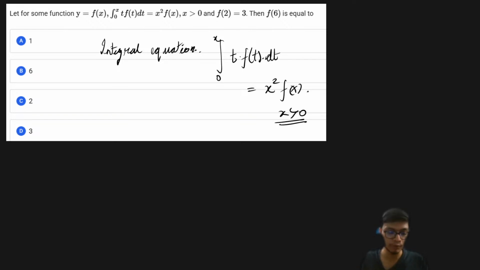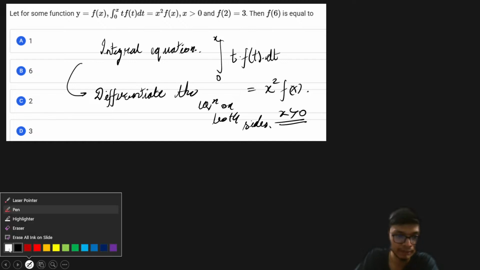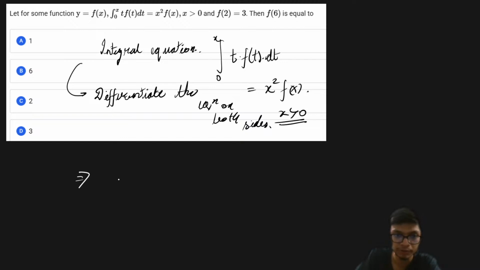Right. So what are we going to look at whenever we have an integral equation? First and foremost, whenever a variable limit comes in, the very first thought that comes to my mind is to differentiate both sides of the equation. And if you differentiate the equation on both the sides, the solution you're going to get is as follows.